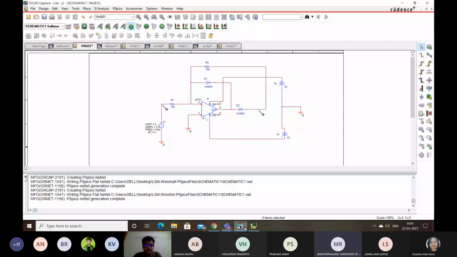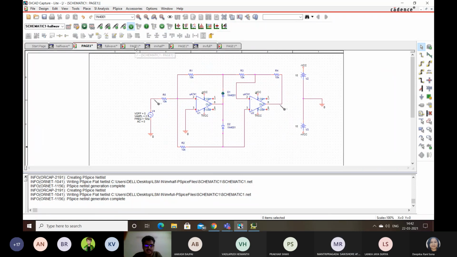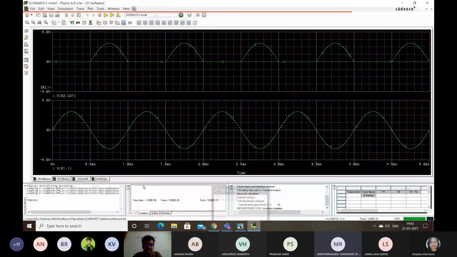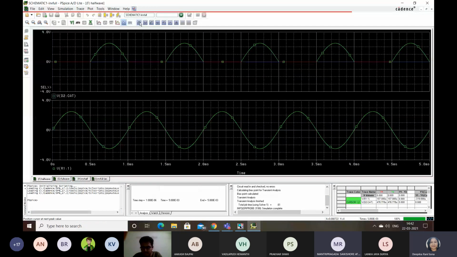Yes, ma'am. This is the half wave rectifier circuit, ma'am. General part, not inverted. And this is the circuit for the full wave rectifier, ma'am. I've executed just now, ma'am. I will show output. Yes, ma'am. This is the output for the half wave rectifier, ma'am. Now I will show the amplitude. Check the amplitude. Yes, ma'am. Checking, ma'am. 2.495 volts we are getting, ma'am, as output.